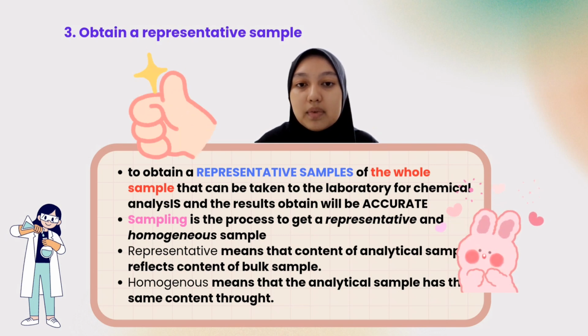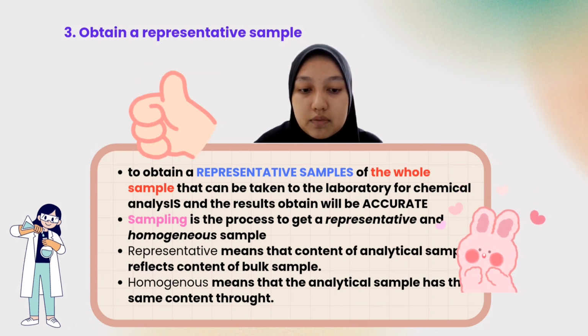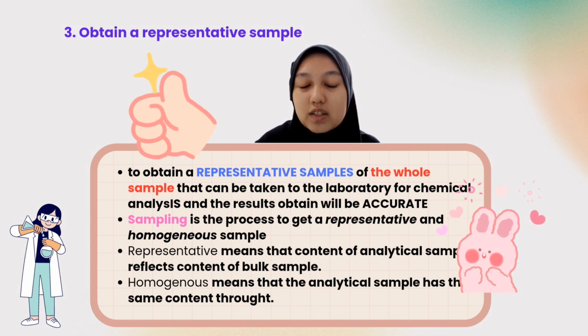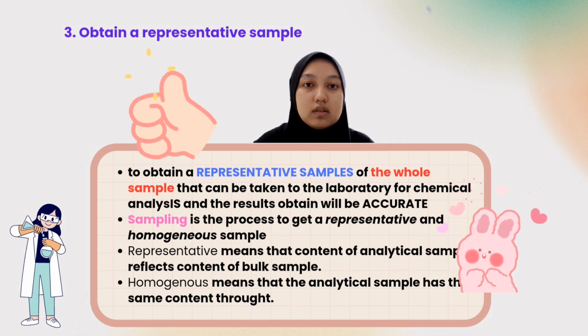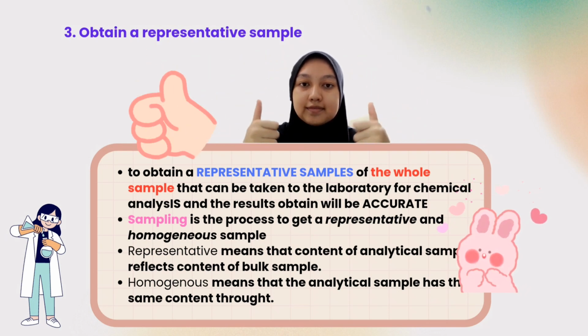Sampling is the process to get a representative and homogeneous sample. Representative means that the content of the analytical sample reflects the content of the bulk sample. Homogeneous means that the analytical sample has the same texture. So that was the explanation about obtaining a representative sample. We move to the next slide.